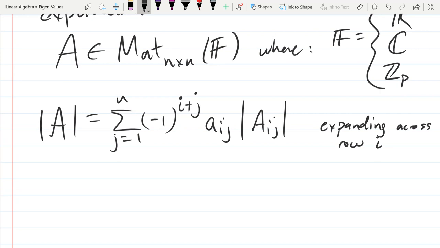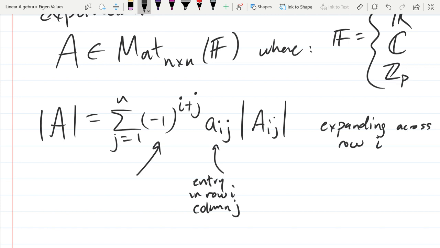So this little a_ij right here means the entry in row i, column j. So that's right here, in row i, column j, whatever number is in row i, column j. Then negative 1 to the i plus j.